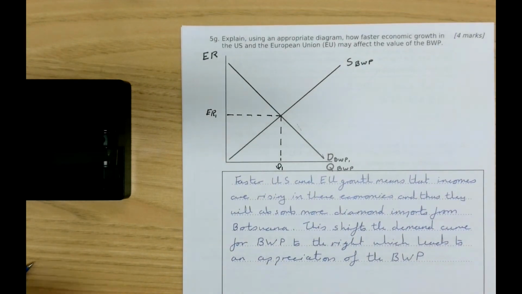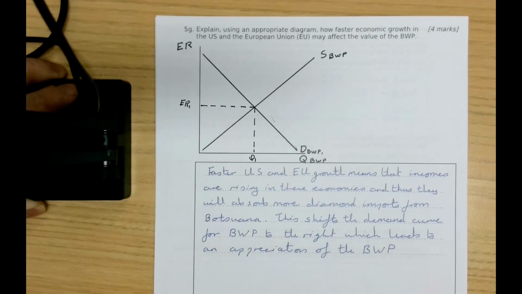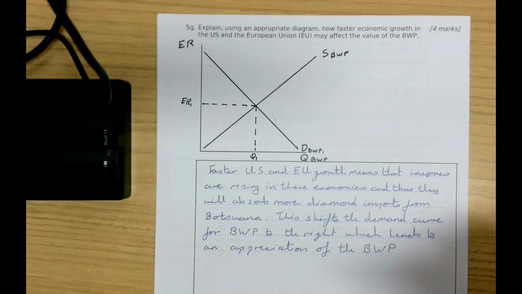Okay, lovely. Now, explain using an appropriate diagram how faster economic growth in the US and the EU may affect the value of the BWP. Before I even read it, all I'm going to say is, if an economy is growing, that means that people in that economy tend to develop greater taste for imports.